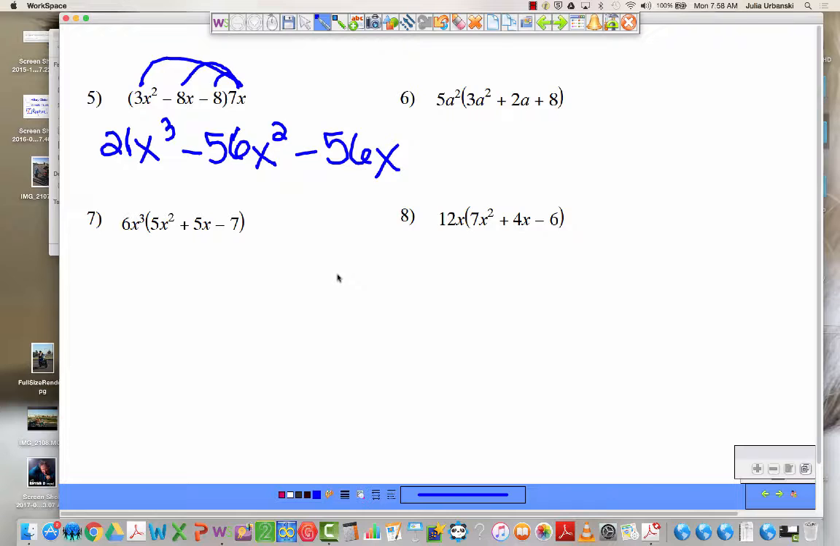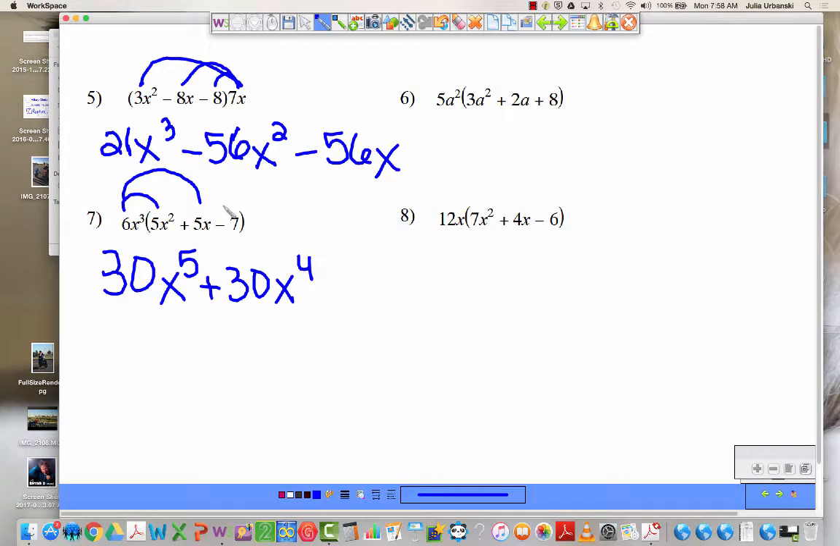Number 7. 6x to the third times all of these. Let's go through these quickly, please. 6 times 5 is 30. X to the second times x to the third. X to the fifth. Good. 6x to the third times 5x. Tell me what that is. 30x to the fourth. Good. And then 6x to the third times minus 7. Good. Okay.